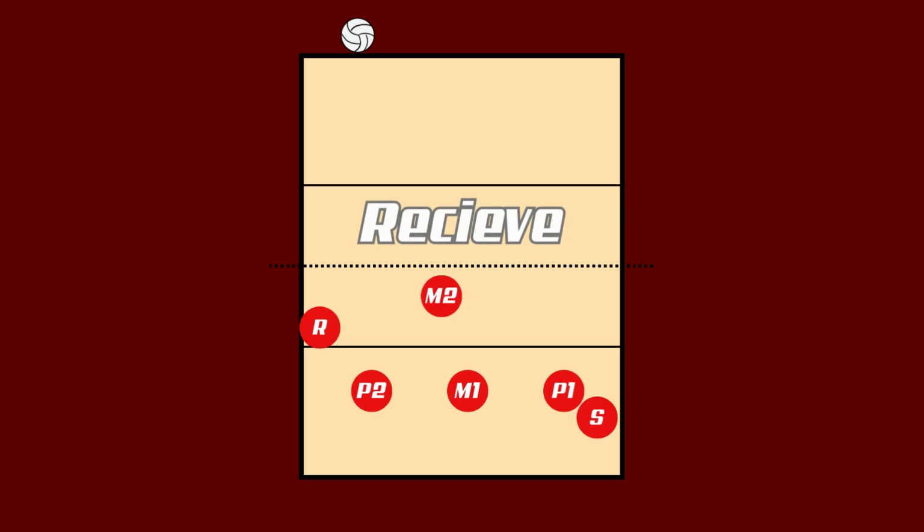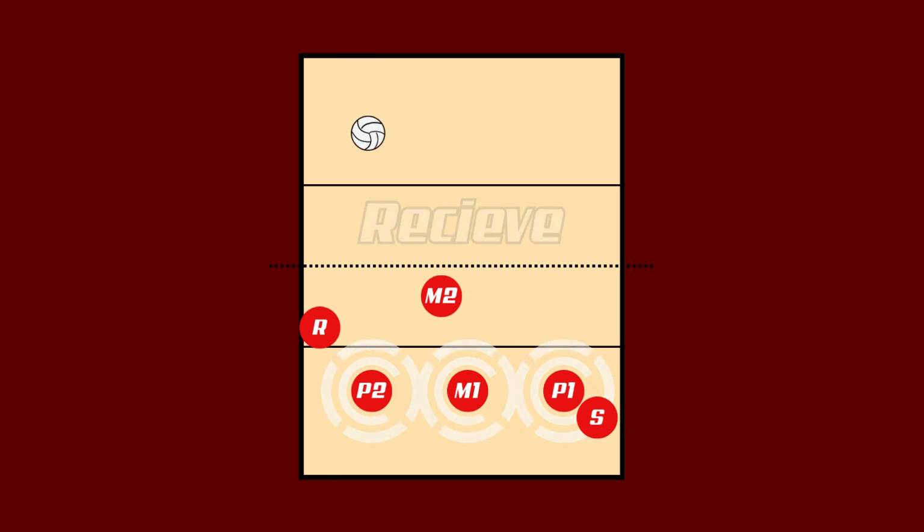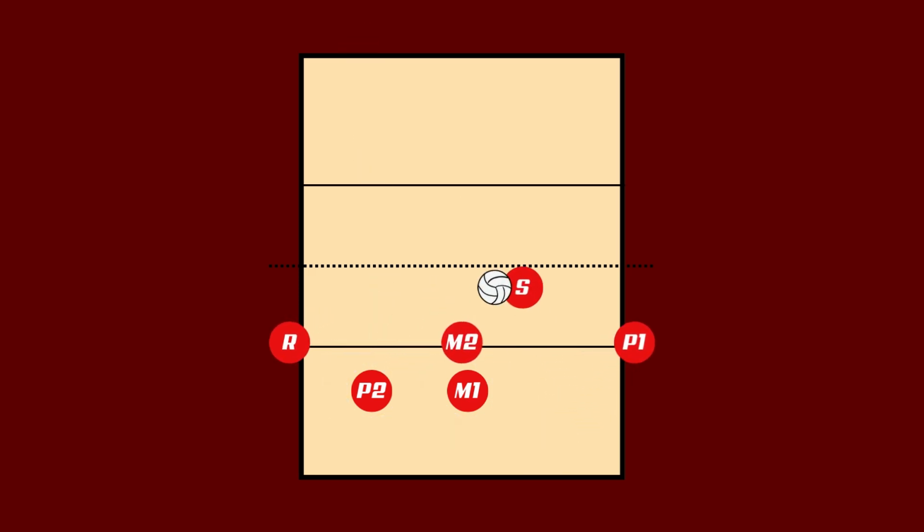Right side and M2 can shift over and prepare for attack. Both powers and M1 will prepare to take the first contact. Once the ball is contacted, the setter can move in front of the power and pursue the ball from one of the passers. If P1 needs to pass, they will do so, then progress into attack preparation.